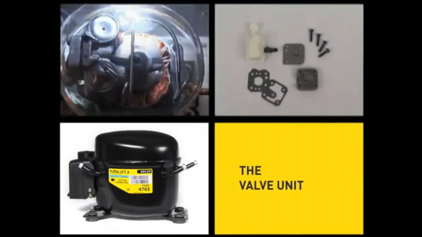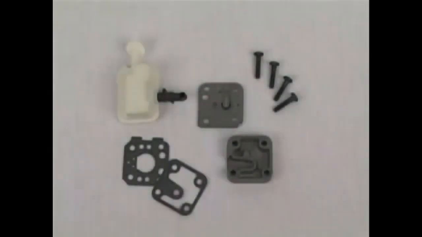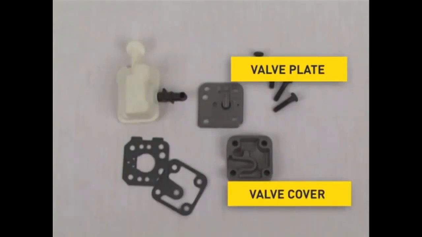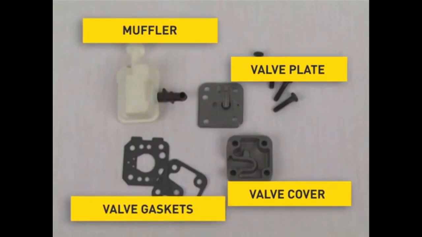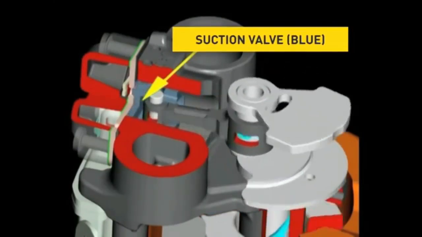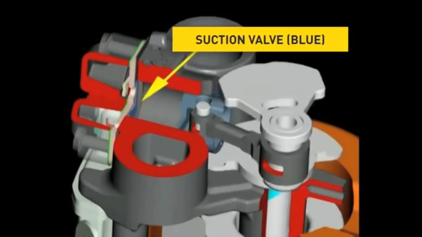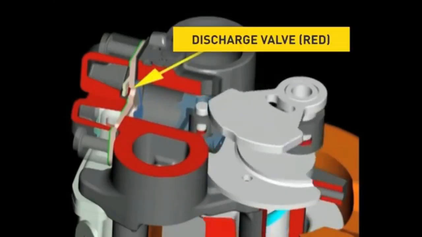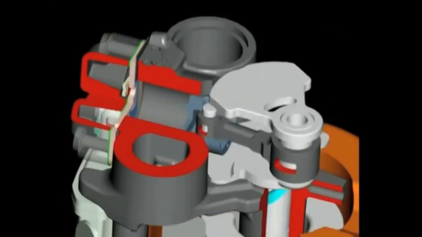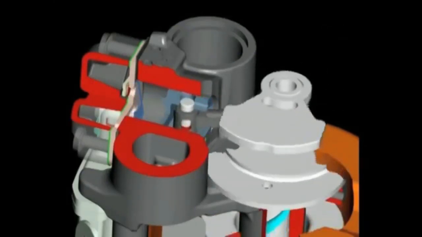The valve unit. The valve unit essentially consists of a valve plate, a valve cover, a muffler, as well as 2 valve gaskets. The suction and the discharge valve are installed on the valve plate. Both valves are bleed valves made out of spring steel, and they open and close the openings of the valve plate during the suction and discharge process respectively. Thus, the compressed refrigerant moves into the discharge chambers of the block.